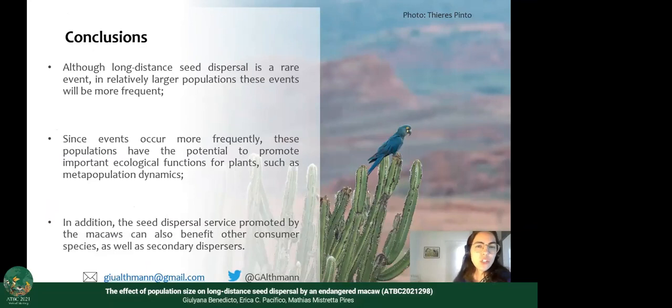To conclude, the depletion of parrot populations from a broader perspective can have consequences for plant metapopulation dynamics, other consumers, and secondary dispersers. So we hope the Lear's macaw population could be big enough to promote their ecological functions. Thanks.